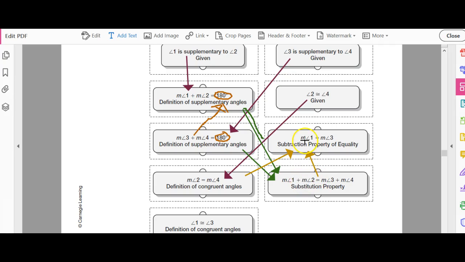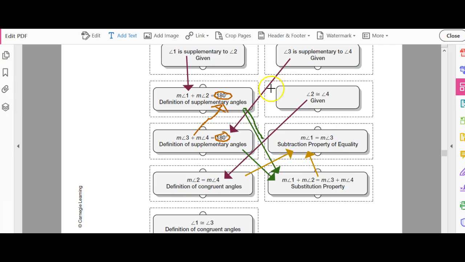So what did I subtract? I still have the measure of angle 1 on the left, and I still have the measure of angle 3 on the right, but I no longer have 2 or 4, and that's because those 2 things are equal to each other. So I subtracted 2 from this side and 4 from that side, and by the subtraction property, I've concluded that these 2 measures are equal.